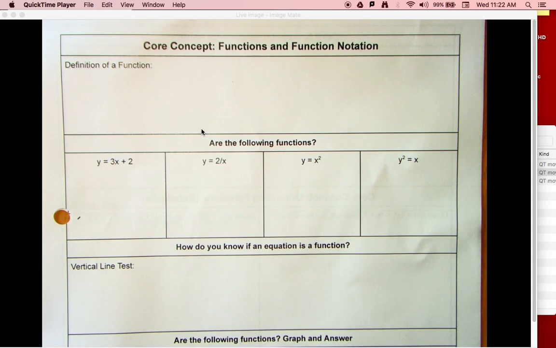Hopefully you have your notes out from section pre-unit 1, which is functions, domain, and range. We're going to go over the first 2 pages of this, and then we'll do the next page in class, the part about domain and range, because that's a little bit more of a difficult concept, and I want to make sure that I'm able to answer your questions.